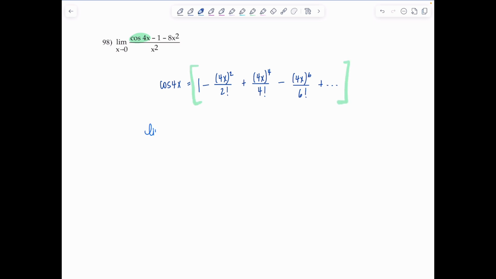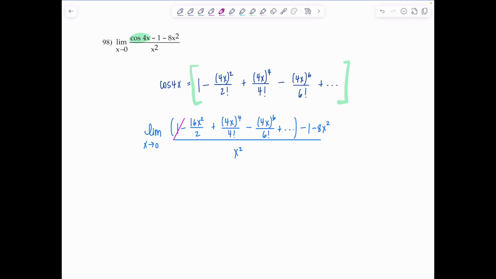So now I have the limit as x approaches 0. This is going to be 1 minus 16x squared over 2 plus, you know what? I don't feel like writing out what 4 to the 4th is. 4x to the 4th over 4 factorial minus, and so on. And how many terms should you write? Enough so that you can see the pattern and what's going to cancel and evaluate the limit. Minus 1 minus 8x squared, okay? Over x squared.